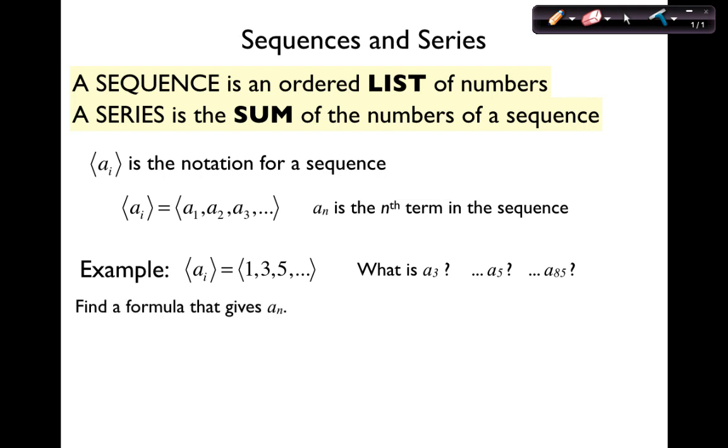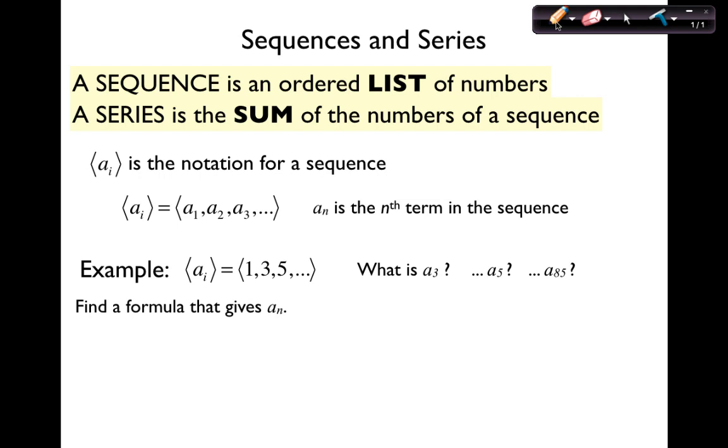Rather than sitting there and counting out 85 terms and saying, oh, we finally got there, what about finding a formula that gives the nth term? Given that you're talking about the nth term, in this case the 85th term, is there a formula based on n that would spit out what the 85th term would be?